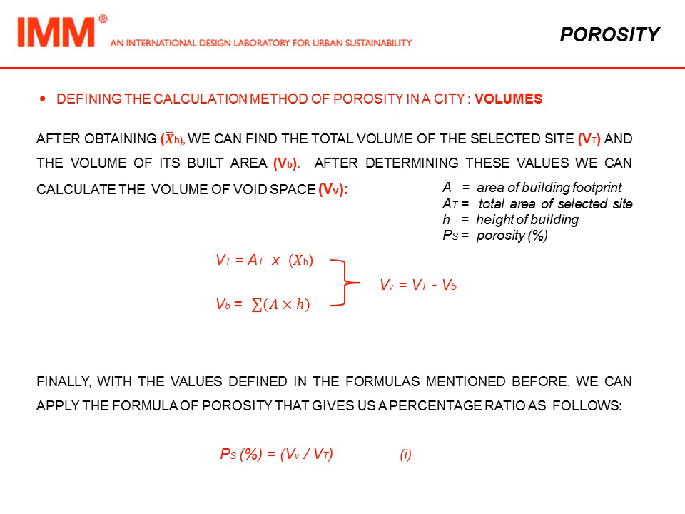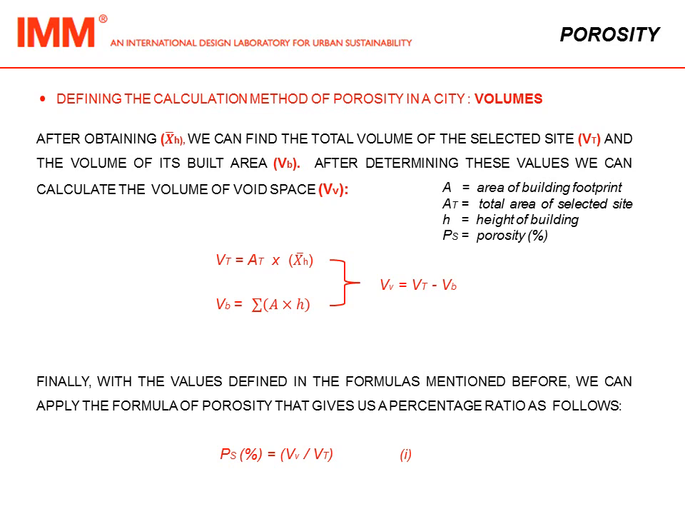After obtaining it, we can find the total volume of the selected site and the volume of its built area. After determining these values, we can calculate the volume of void space. So the total volume is given by the total selection area multiplied by xh, while the built volume is given by the area of building footprint multiplied by the height of buildings. The volume of void, in the end, is the total volume minus the built volume.